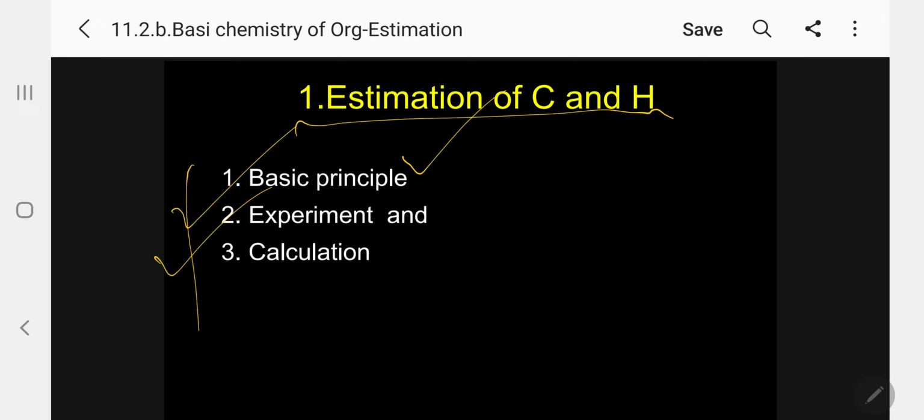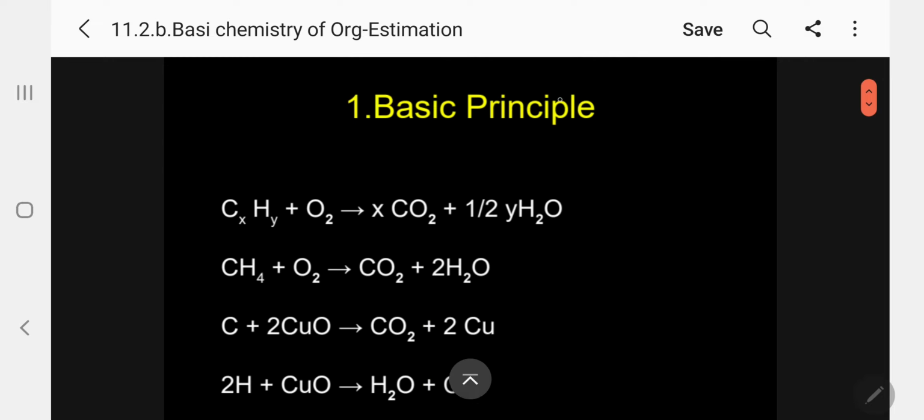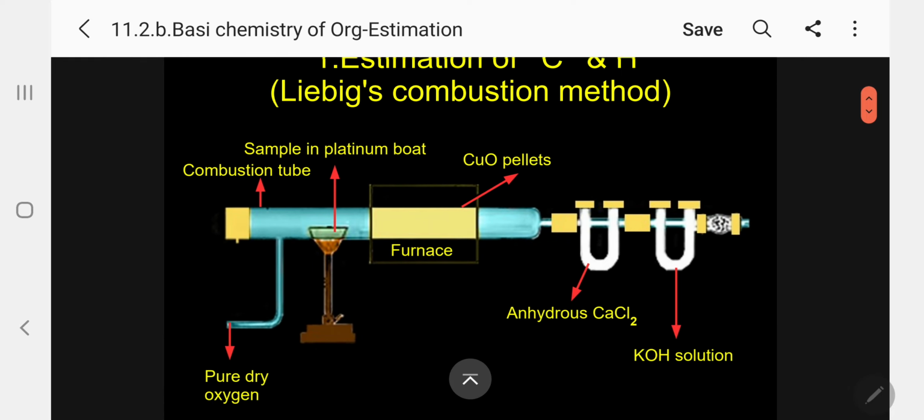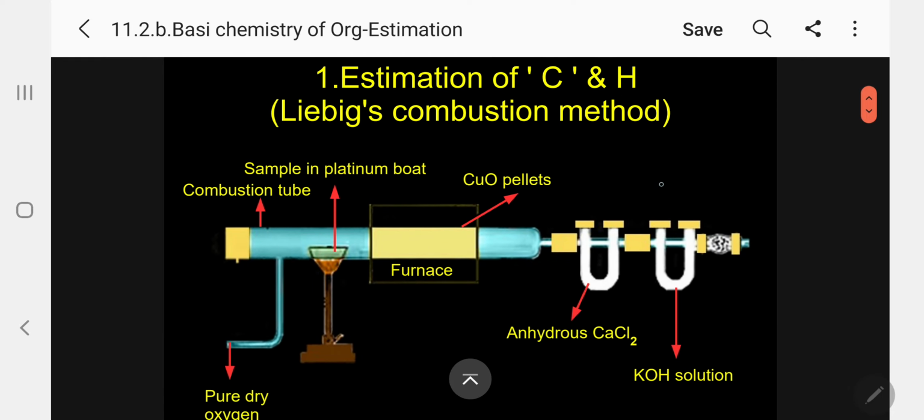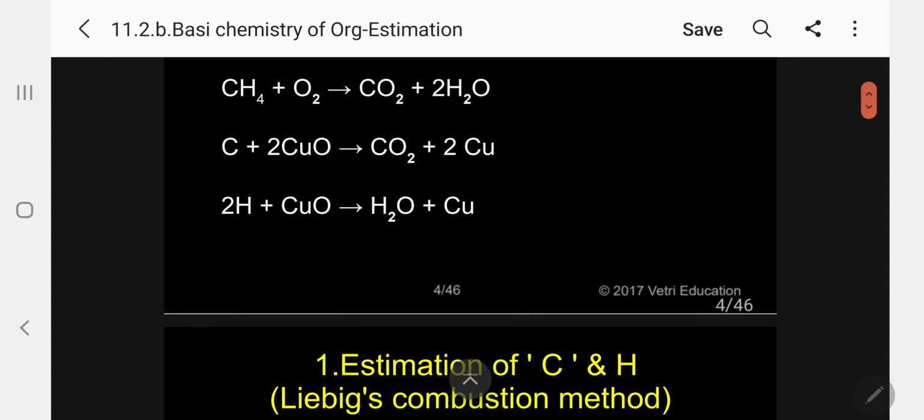When any organic compound contains carbon and hydrogen, we have to use, kindly follow, the apparatus for this, the Liebig combustion method. This is the Liebig combustion tube. This tube we are going to use for the estimation of carbon and hydrogen. Kindly follow, this is the method. I will come back later.